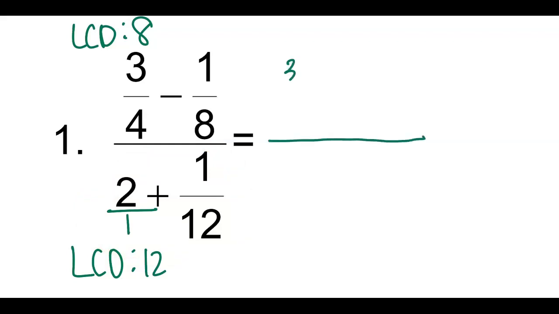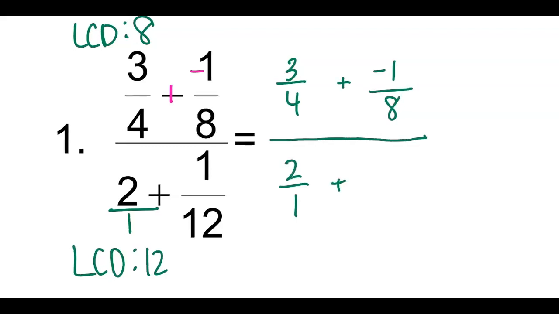So let's rewrite what I have. I'm going to rewrite this as 3 over 4. I'm going to leave some space. I see that negative sign, so I'm going to make this a plus negative 1. I wrote that in pink, plus negative 1 over 8. And then for the denominator, I'll have 2 over 1 plus 1 over 12.